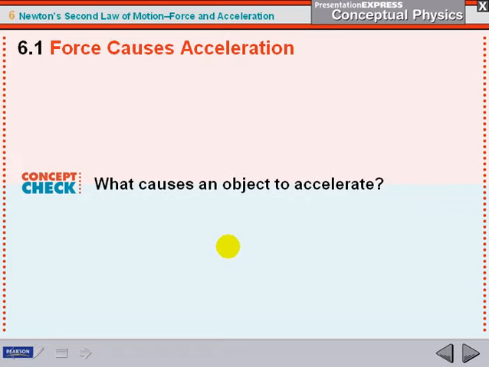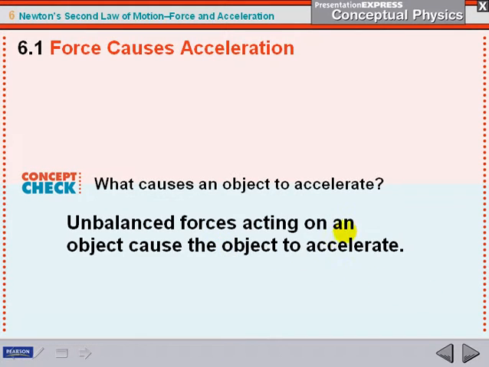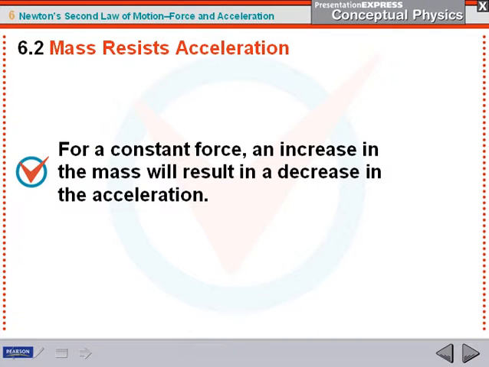So what causes an object to accelerate? Unbalanced forces acting on an object cause the object to accelerate. Here's the main idea of Section 2. For constant force, an increase in the mass will result in a decrease in the acceleration.